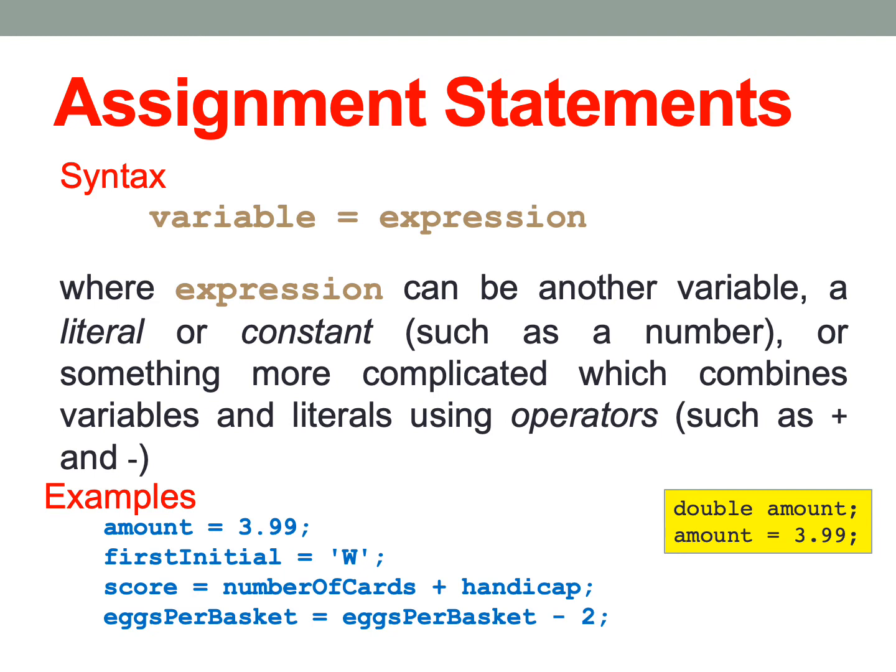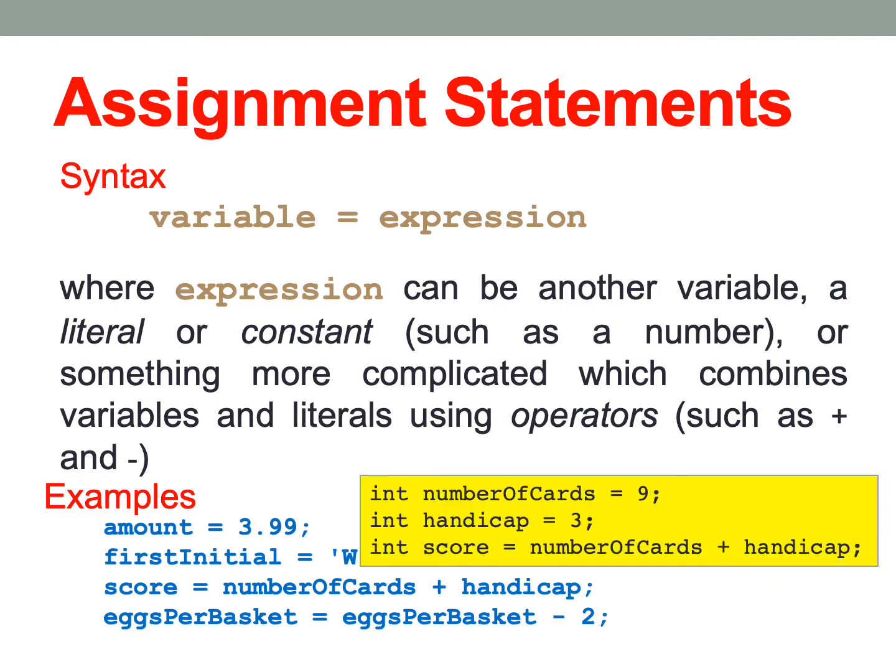So perhaps we have already written somewhere in our code double amount semicolon, then on another line, amount equal to 3.99. The same goes for the other examples here, such as first initial equal single quote W, which is of type char, and also int or double for score and eggs per basket.